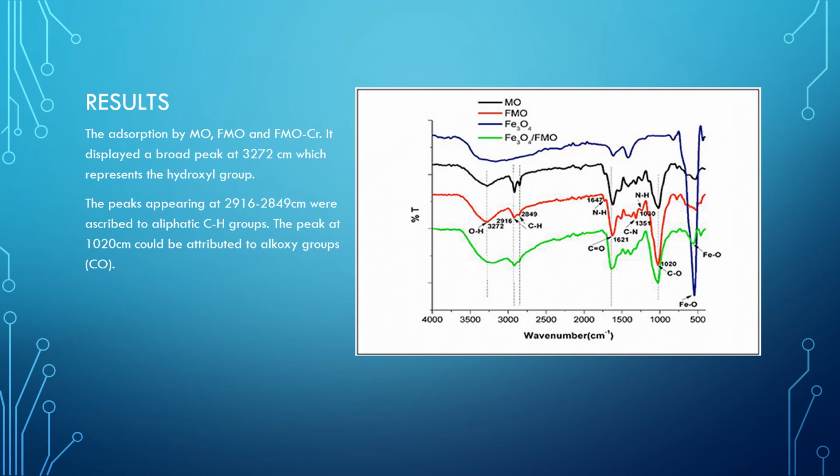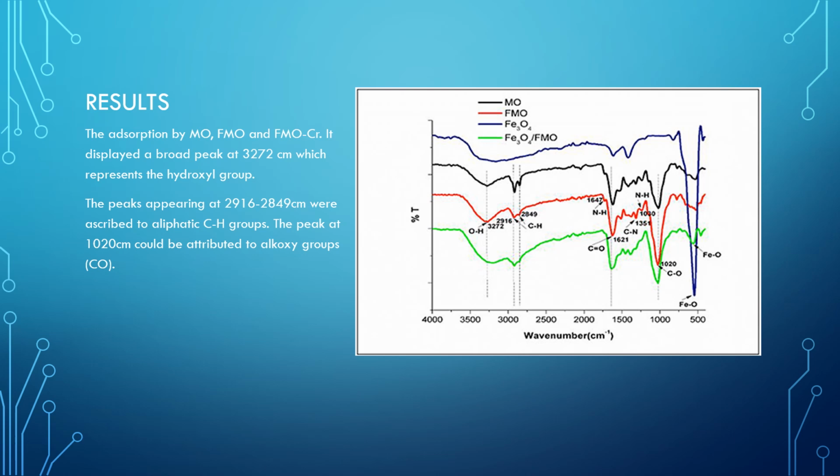After conducting the experiment, the results were obtained. This adsorption displayed a broad peak at 3,272 per centimeter, which represents the hydroxyl group. The peaks appearing at 2,916 to 2,849 per centimeter were ascribed to aliphatic carbon-hydrogen group. The peak at 1,621 per centimeter indicated the stretch of the bond between carbon and oxygen. The intense peak at 1,020 per centimeter could be attributed to alkoxy group.